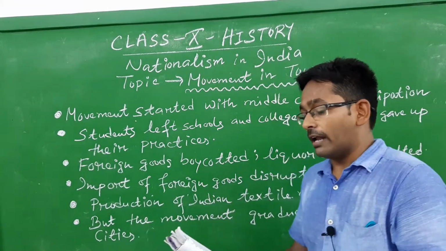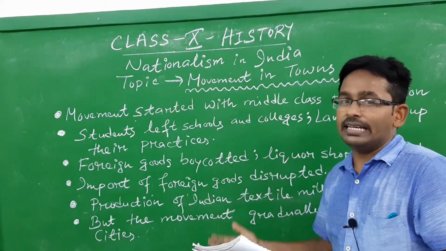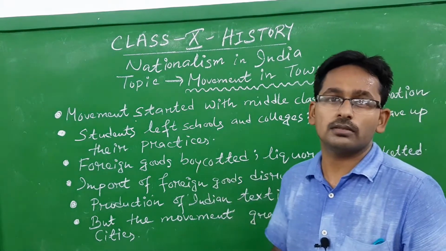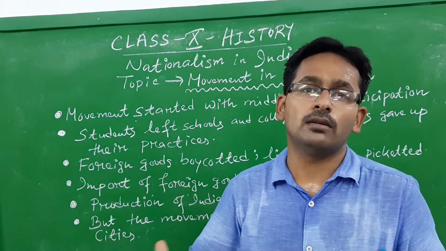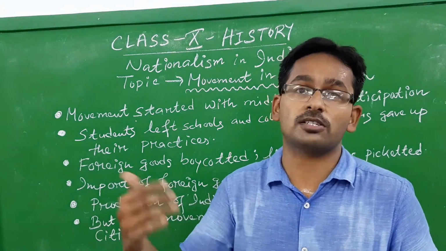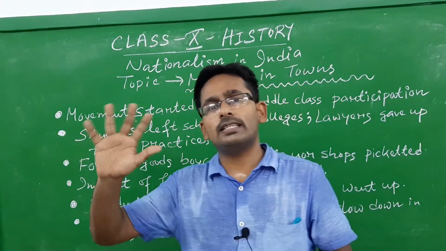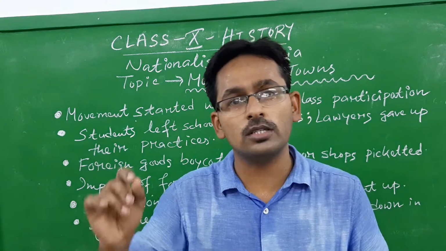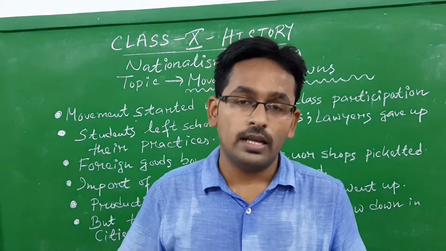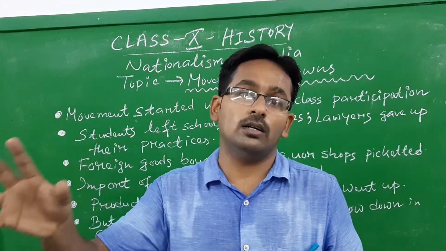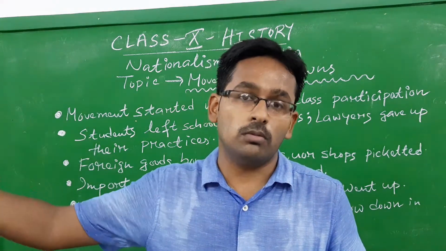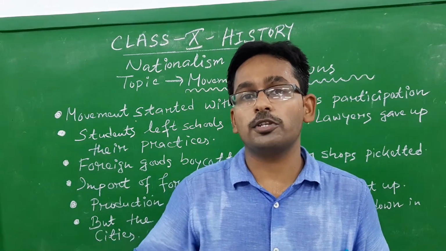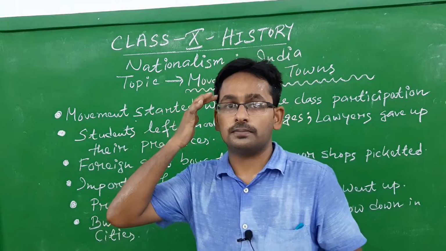Finally, students and teachers were not happy with the national education. They did not easily accept the national education because the middle class people had a fascination about Western education and English education, because they wanted to get government jobs, and the national education could not give them a chance to get any sort of government jobs. So, in this way, non-cooperation movement gradually slowed down in cities.